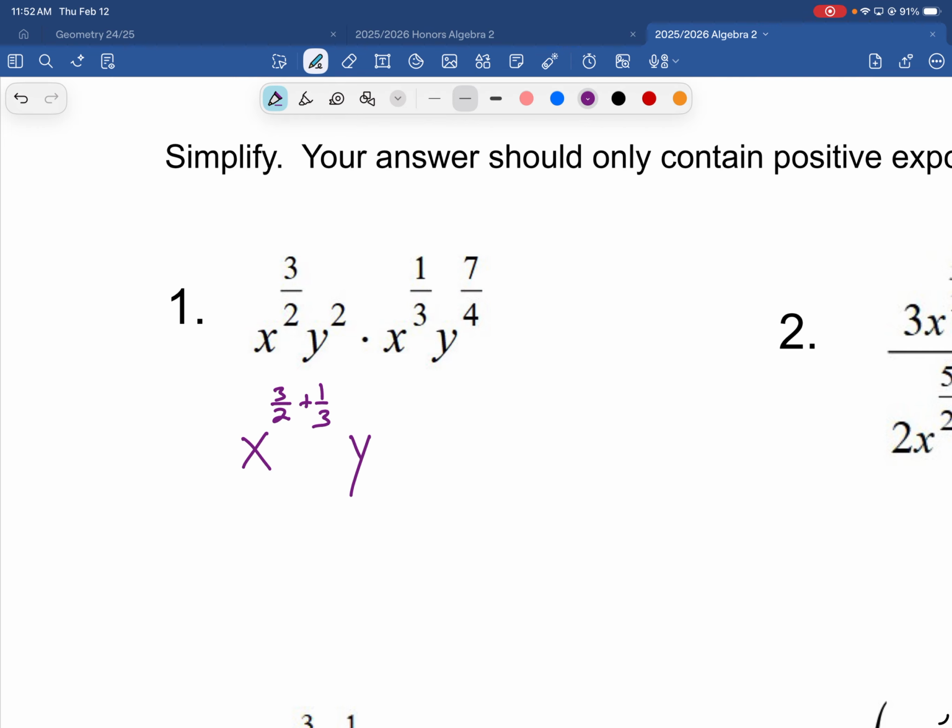Okay, we'll get back to it in a second. Y. What am I going to add together? 2 plus 7/4.